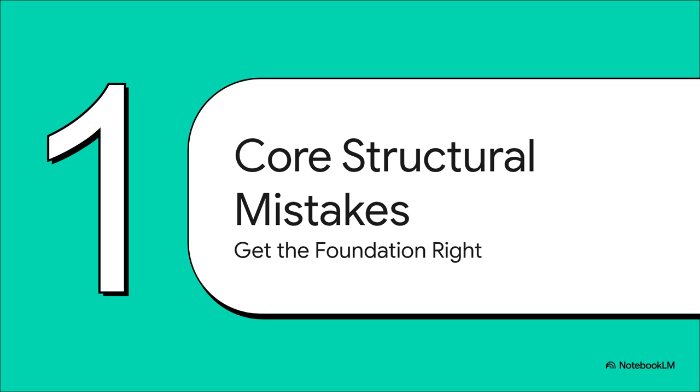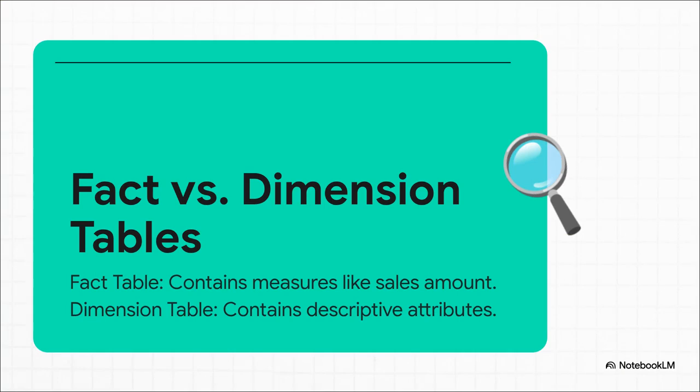So let's start right there with the foundation. This first part is all about the core structural mistakes. The real nuts and bolts of your design that have to be absolutely solid. Okay, first, let's just do a quick level set so we're all on the same page. Every data warehouse is built around two fundamental types of tables. You've got your fact tables, which hold all the numbers, the sales, the quantities, the what happened. And then you have dimension tables, which hold all the context, the who, what, where, and when that describe those numbers. The real magic happens when you bring them together.